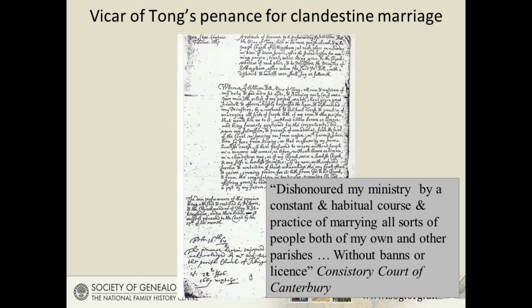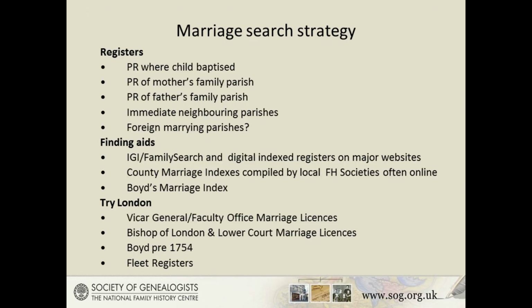The records of the Consistory Court of Canterbury down in Kent show that the Vicar of the Parish of Tong made a public penance for his malpractice, saying that he dishonoured his ministry by his constant habitual course and practice of marrying all sorts of people, both of his own and other parishes, without banns or licence. So, if you're looking for marriages, search the parish registers where the child was baptised, the parish registers of the mother's family's parish, the parish registers of the father's family's parish, immediate neighbouring parishes, and find out if there are any foreign marrying parishes known to be in the area.